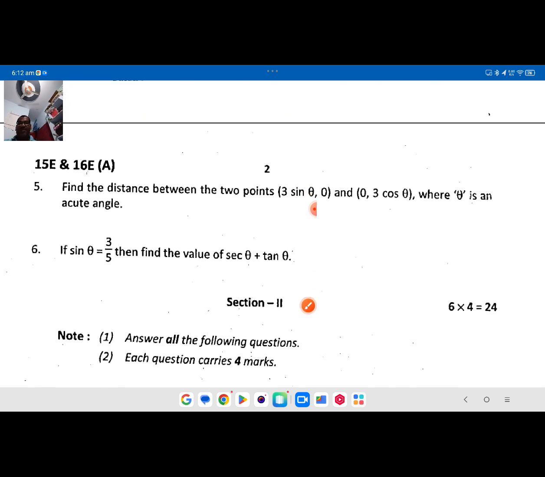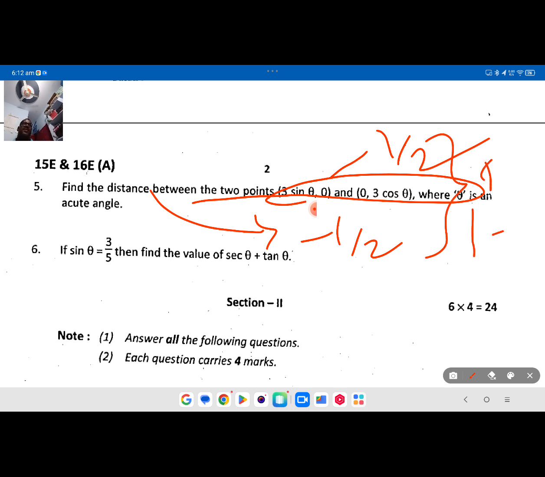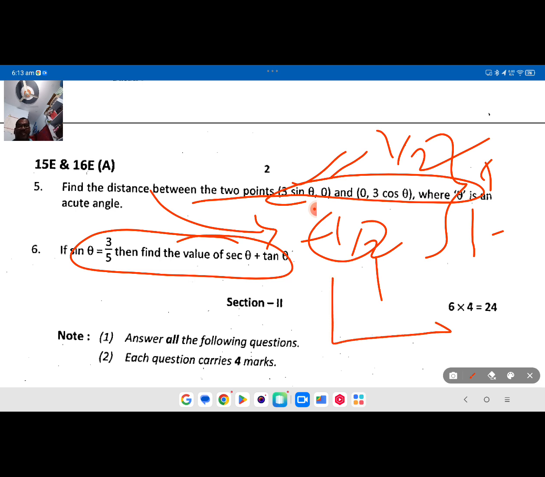Next, if you go to the next question, find the distance between 2 points formula. So writing what the given points are, you'll get half mark. For writing the distance between 2 points formula you'll get half mark. So total 1 mark you'll get for this. For the solution you get 1 more mark. Right? Even if you don't know the solution, if you just write what is given and the formula, you'll get 1 mark.